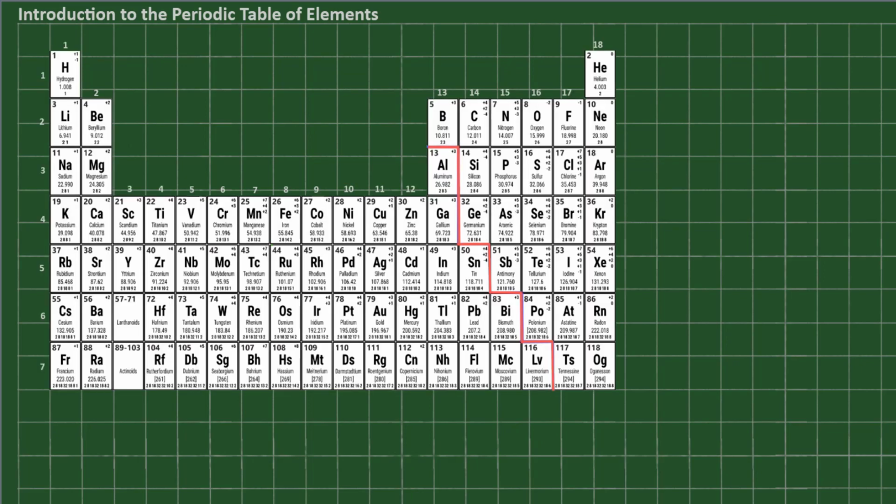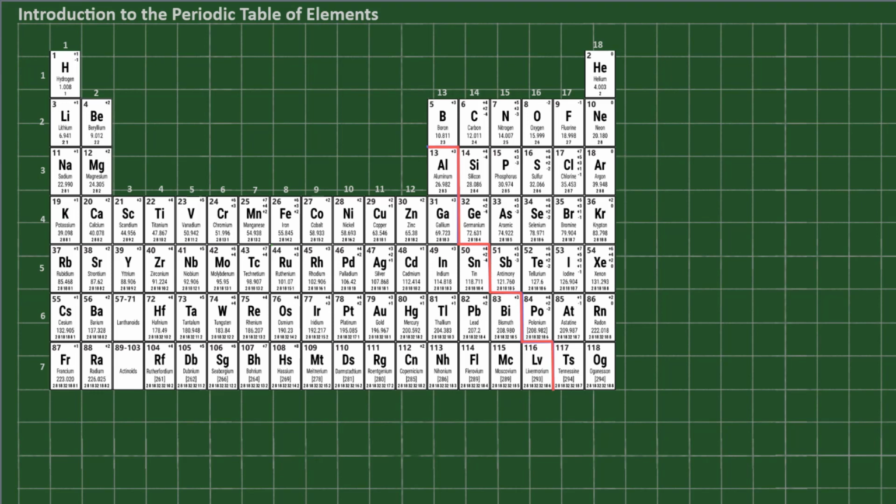Please note that this is not the only periodic table of elements. The thing to keep in mind is that although there are many periodic tables of elements, they all convey the same general information. But before I go into that, I would like to explore some of the general features of the periodic table of elements.